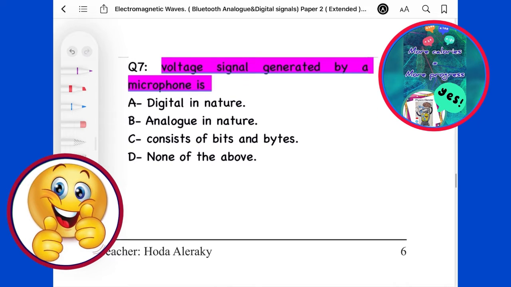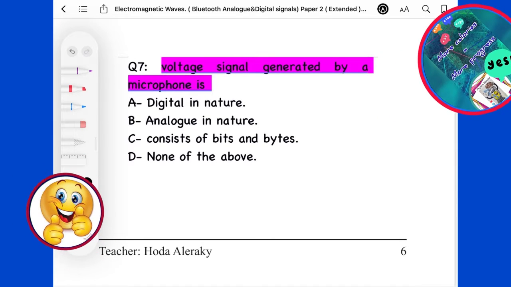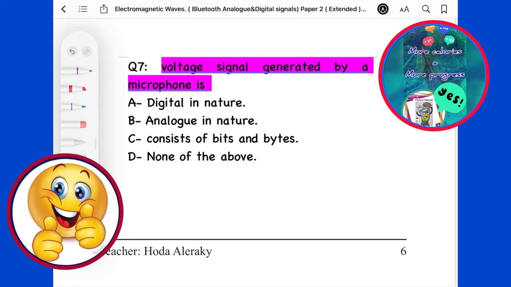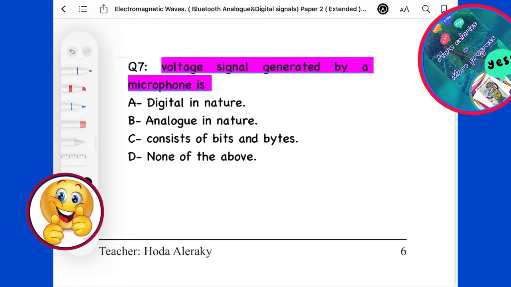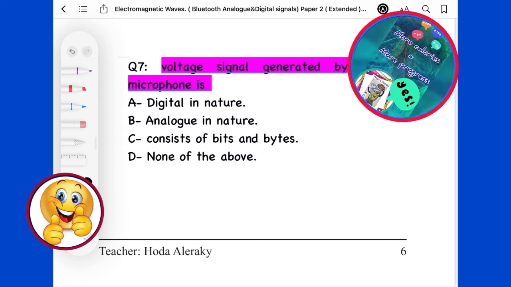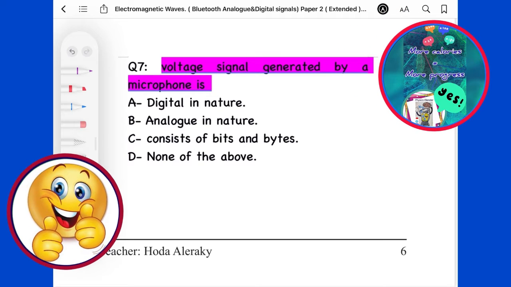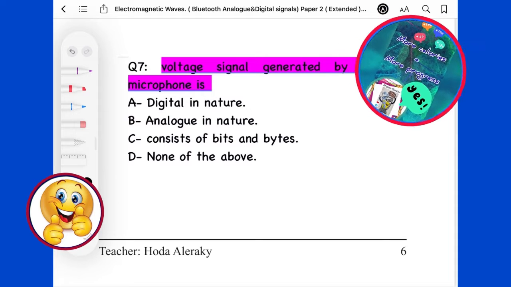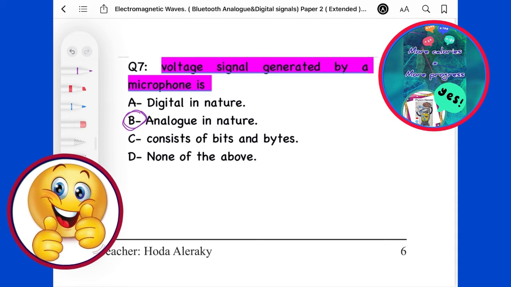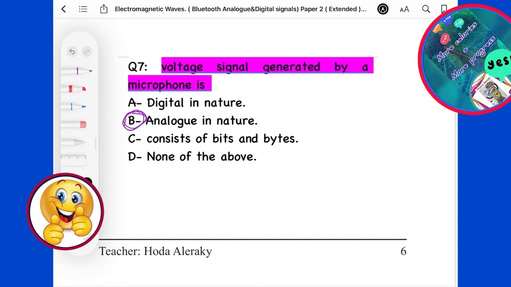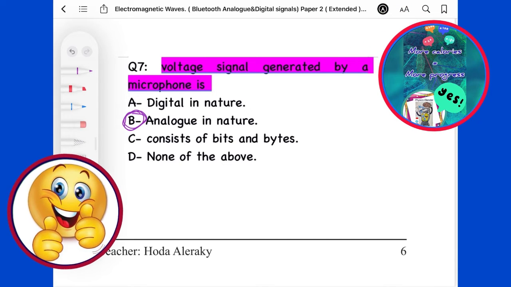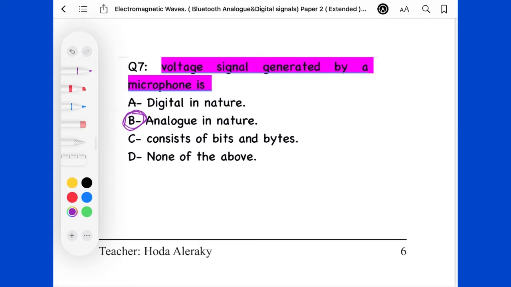Voltage signal generated by a microphone is digital in nature, analog in nature, consists of bits and bytes, none of the above. Okay, voltage signal generated by a microphone, I said it right now, it's analog in nature because you have just sound waves. It's converted into electrical signal, but still this electrical signal is analog in nature.